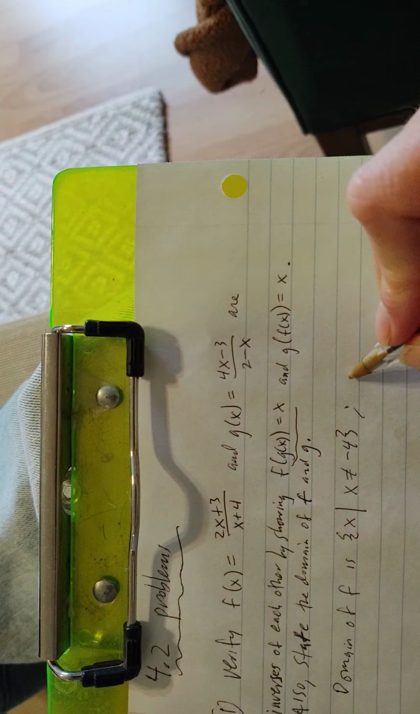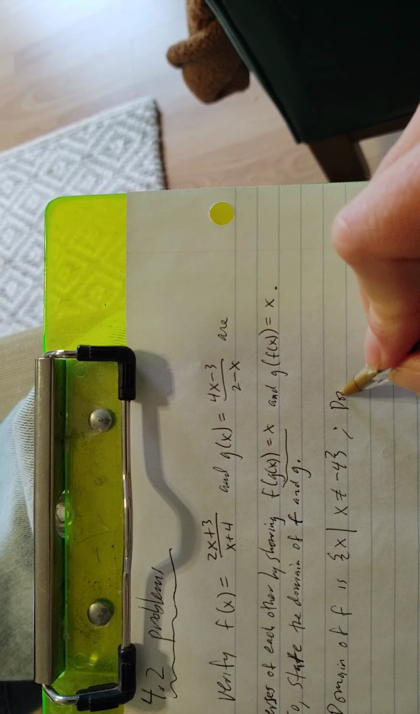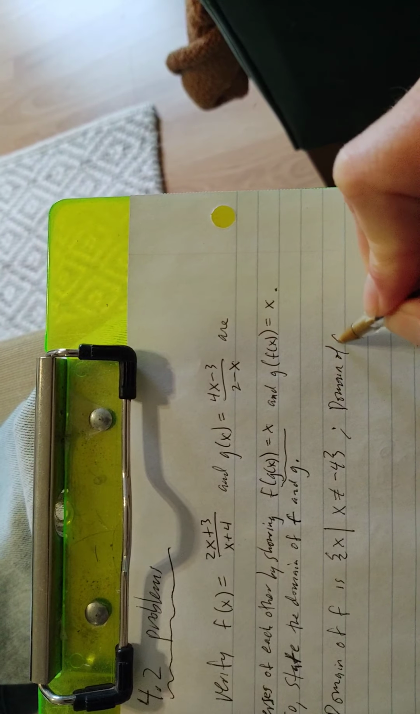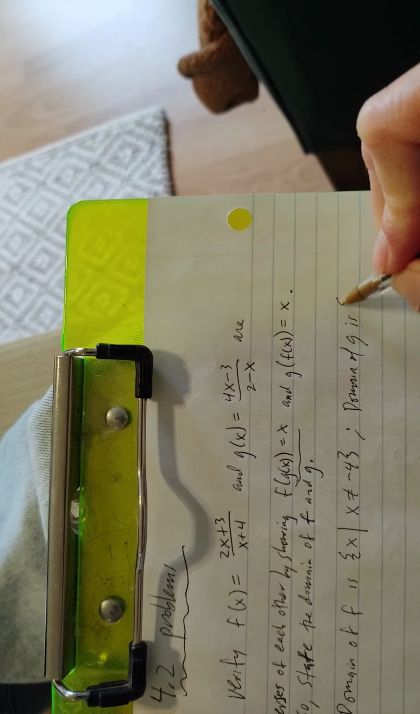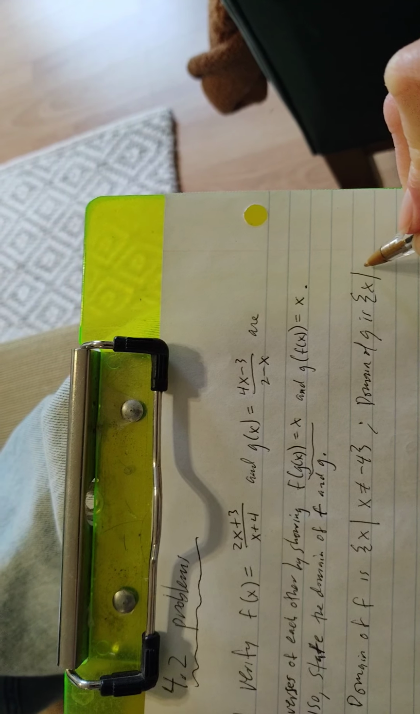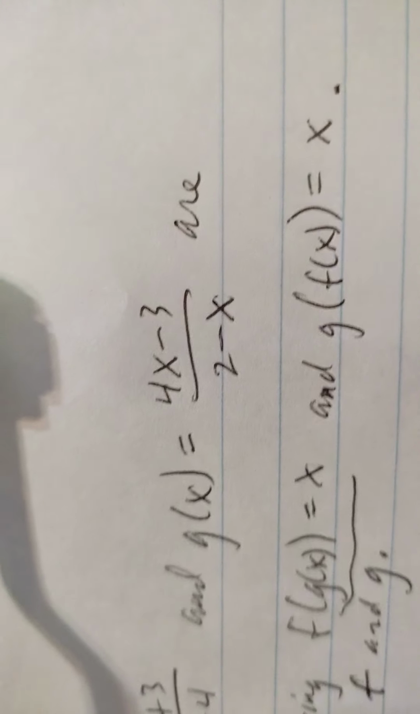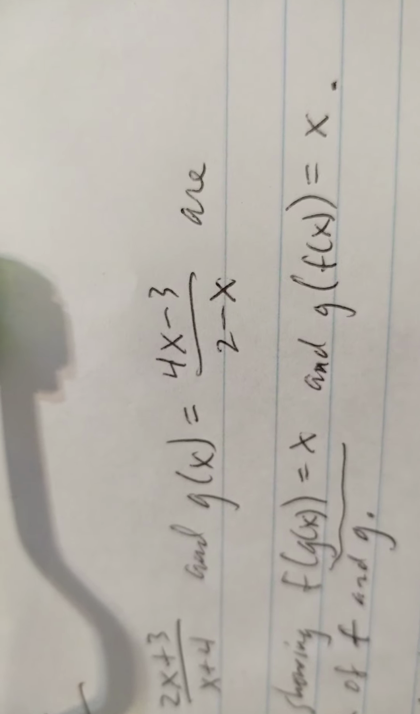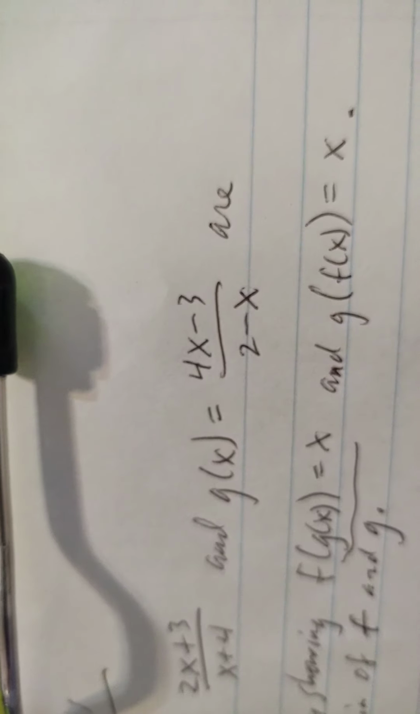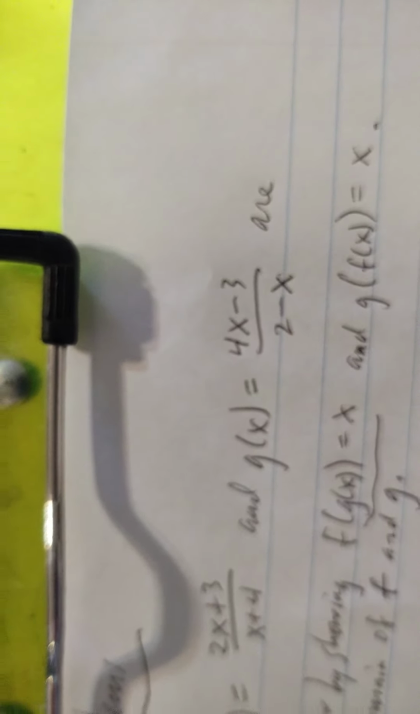And the domain of g is the set of all x such that x cannot equal, and what do you think? Yeah, if x is 2, you're dividing by 0, so it's going to be all x except for 2. So let's write our answer like that. That's the domain of g: the set of all x such that x does not equal 2.